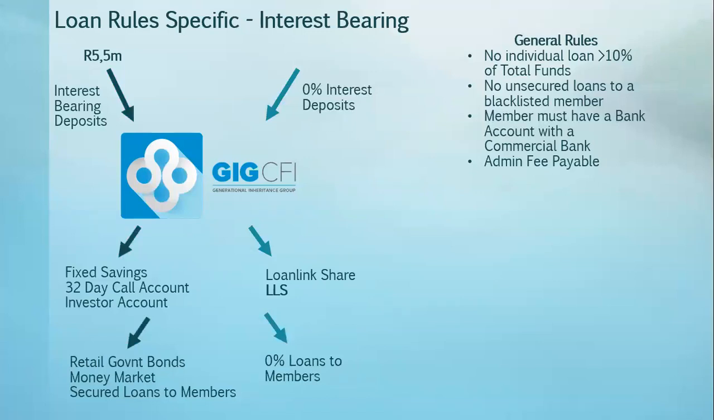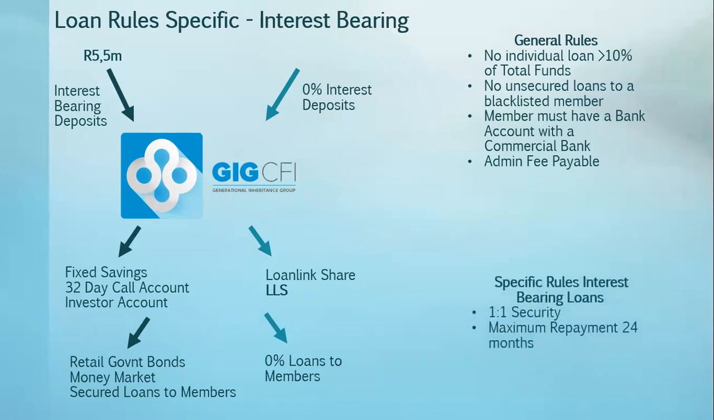If you want to borrow money at interest, it is possible, but we can then only do it with one-to-one security. So at any point in time, you don't even have to be in the bank for 12 months. But if you can give us one-to-one security, it's possible for you to borrow money, subject to the general rules that your loan is not more than 10%. We have one-to-one security, and then there's a maximum repayment on that money of 24 months. So that applies to the specific interest-bearing loans.